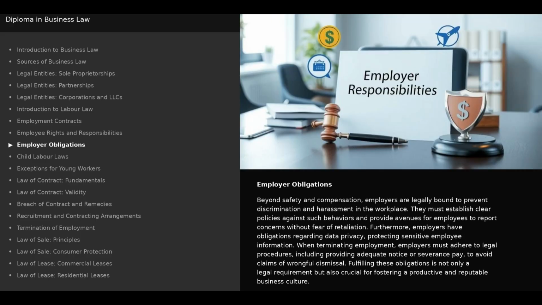Beyond safety and compensation, employers are legally bound to prevent discrimination and harassment in the workplace. They must establish clear policies against such behaviors and provide avenues for employees to report concerns without fear of retaliation. Furthermore, employers have obligations regarding data privacy, protecting sensitive employee information. When terminating employment, employers must adhere to legal procedures, including providing adequate notice or severance pay to avoid claims of wrongful dismissal. Fulfilling these obligations is not only a legal requirement, but also crucial for fostering a productive and reputable business culture.